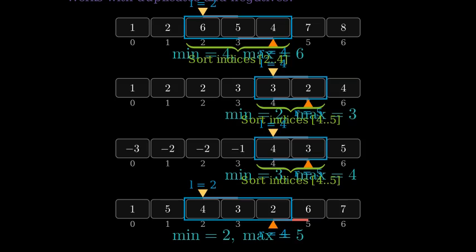Now expand. The previous value at index 1 is 3, and 3 is greater than the minimum 2, so we move little l left to index 1. The previous value at index 0 is 1, which is not greater than 2, so stop. On the right, the next value at index 5 is 6, which is not smaller than 5, so stop. The minimal subarray to sort is indices 1 through 4 inclusive.